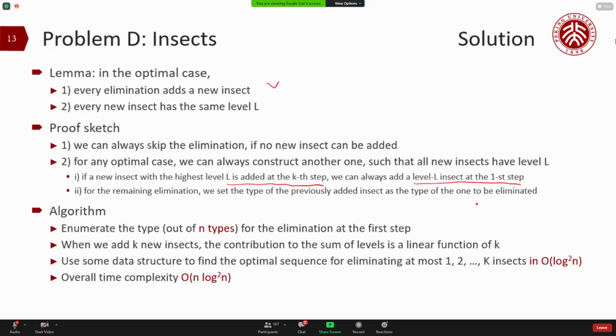If we expect the type for the next insect to be enumerated, then in the last step we just add an insect with level L and with the type as the one to be enumerated, so that for the next insects we can also add another insect with level L. So these are the two properties for the optimal case. After we analyze this, the problem is relatively easy to solve.